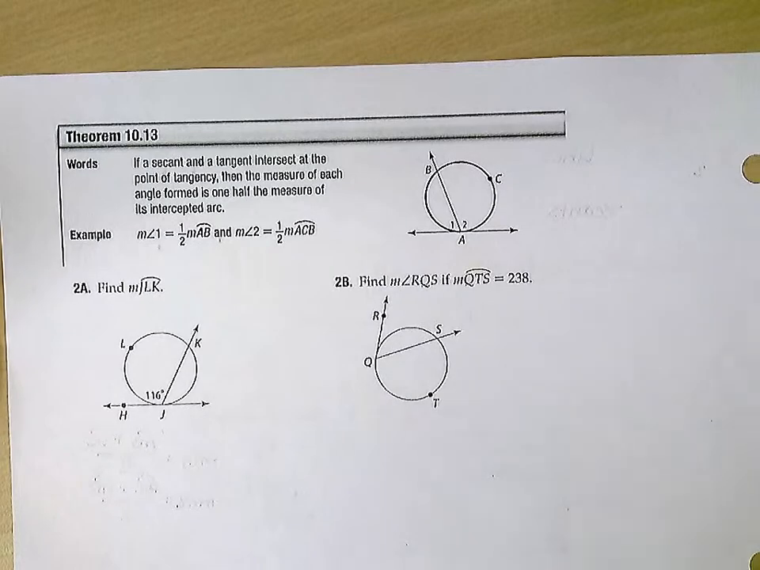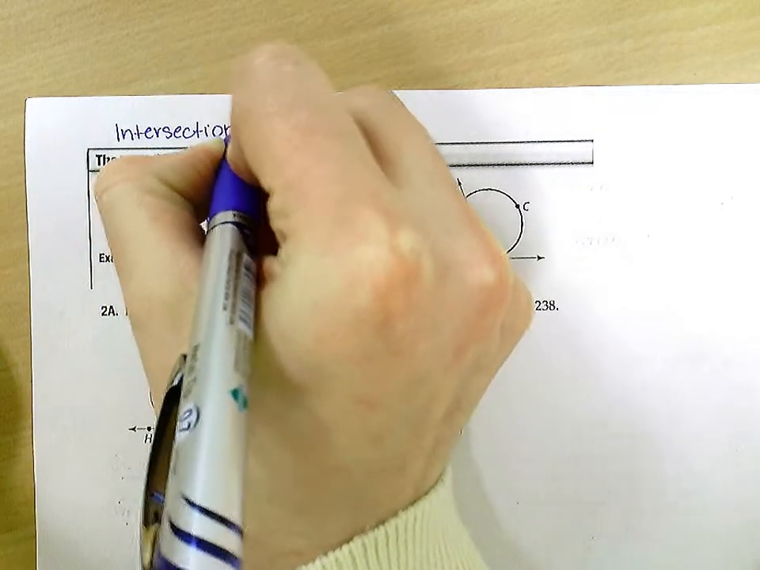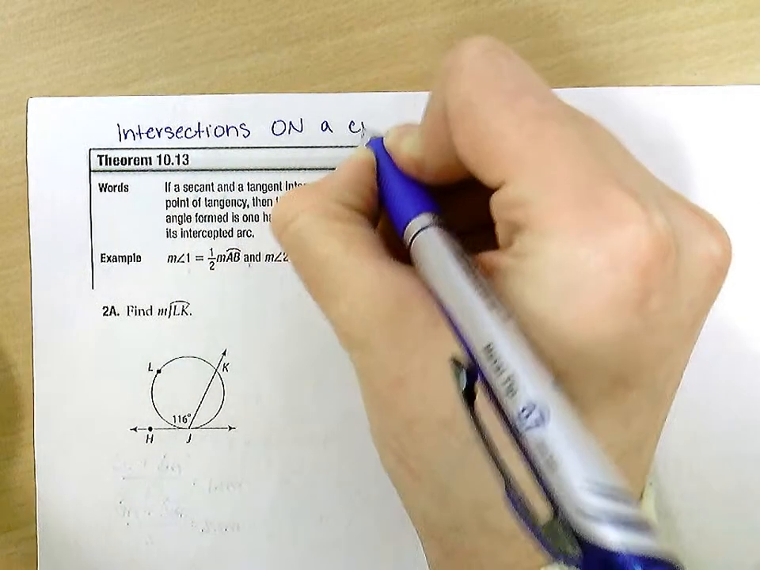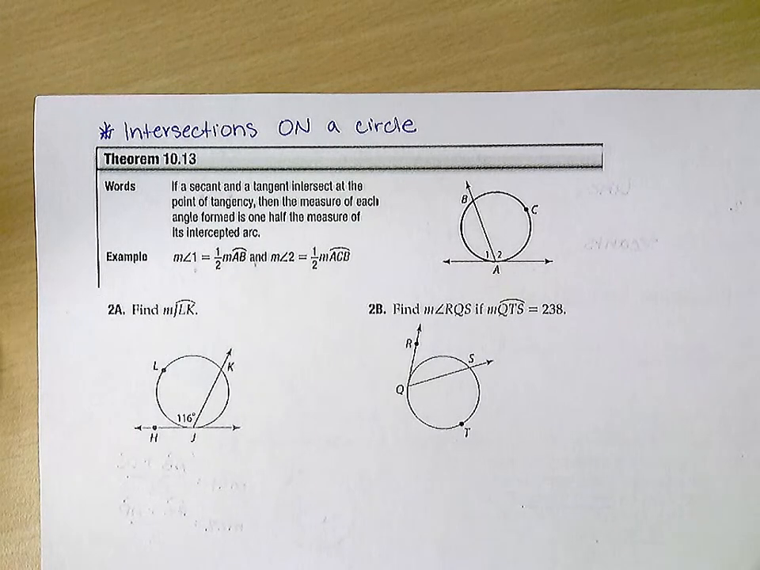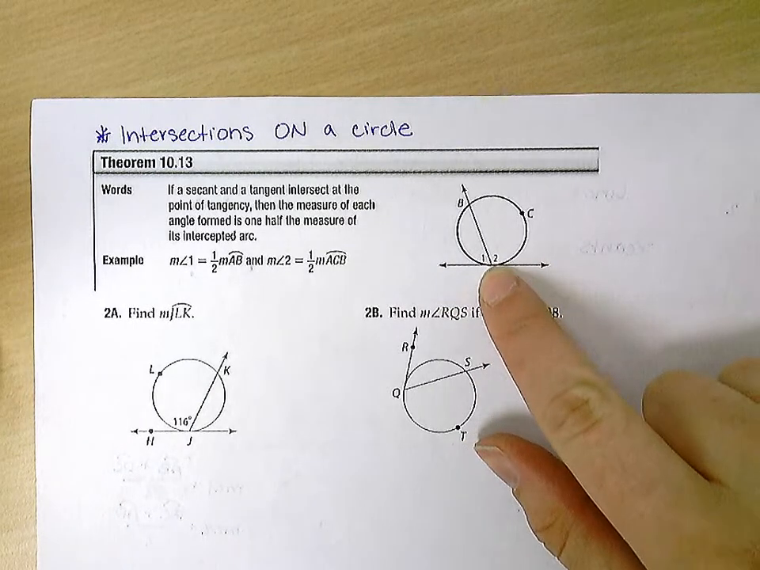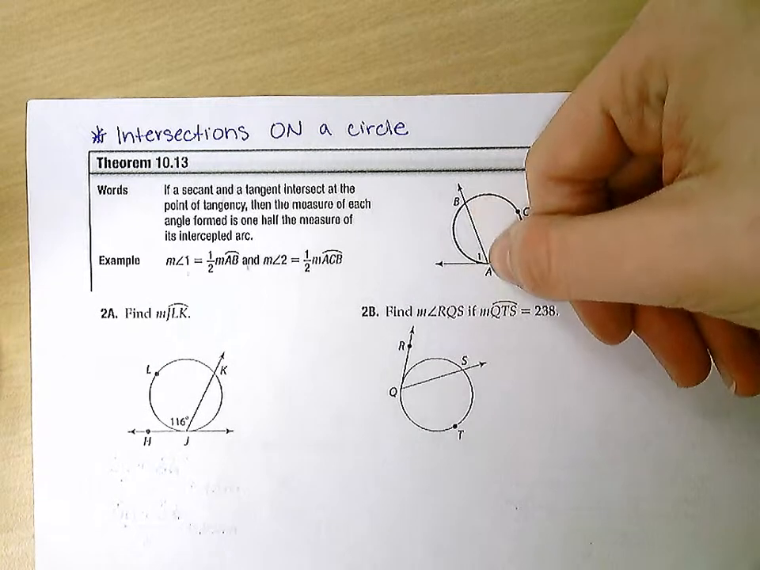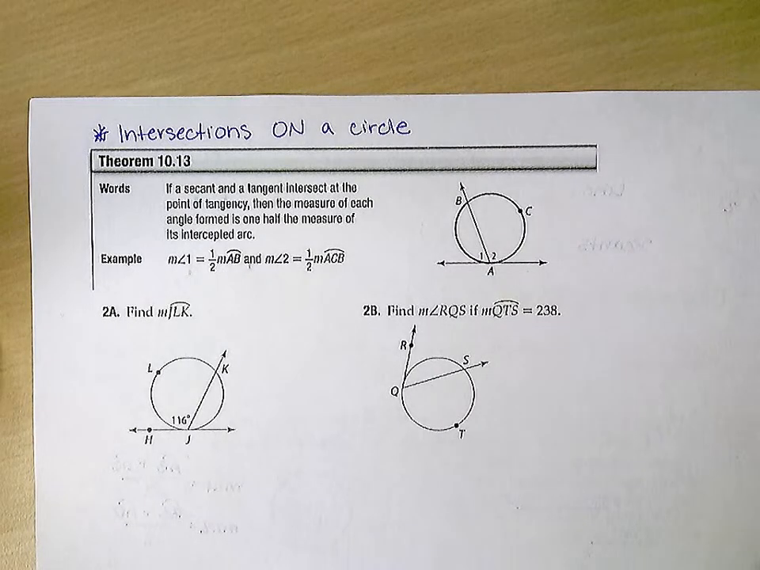The next one we're going to go through are intersections on a circle. Okay, so your intersections that are on a circle. That means that intersection point will be on the circle around that outside part. So this theorem says if a secant and a tangent, okay, so we talked about tangents, that's that line that hits your circle in exactly one spot. So if I have a tangent and a secant intersecting at a point of tangency, then the measure of each angle formed is 1/2 the measure of the intercepted arc.